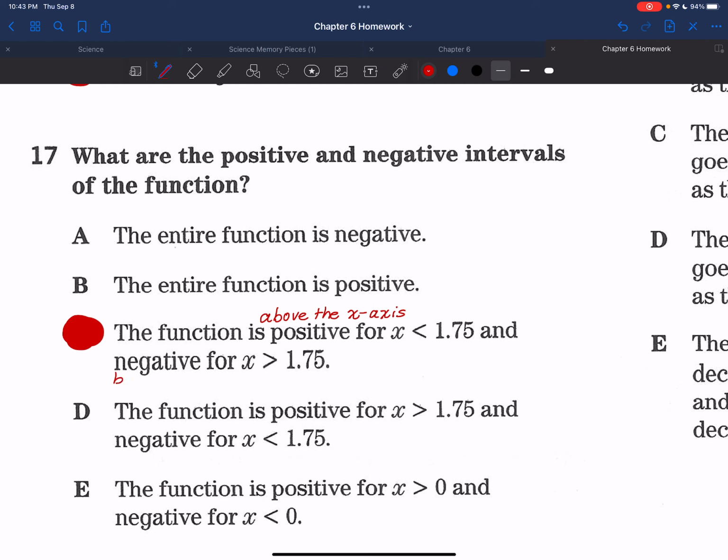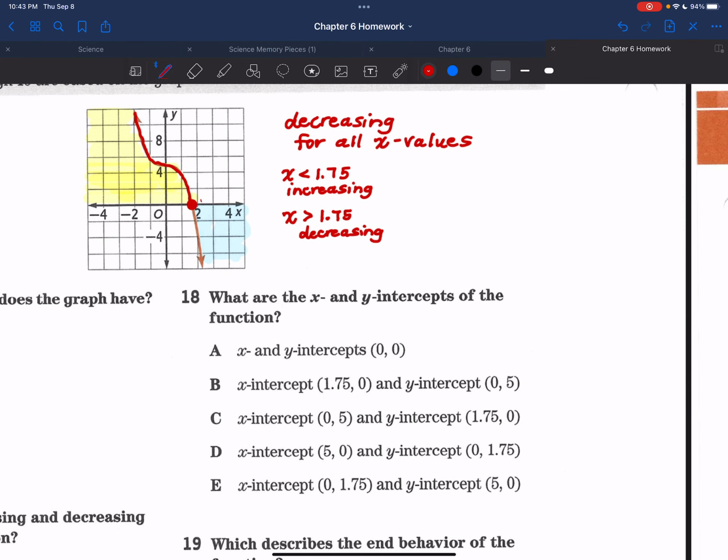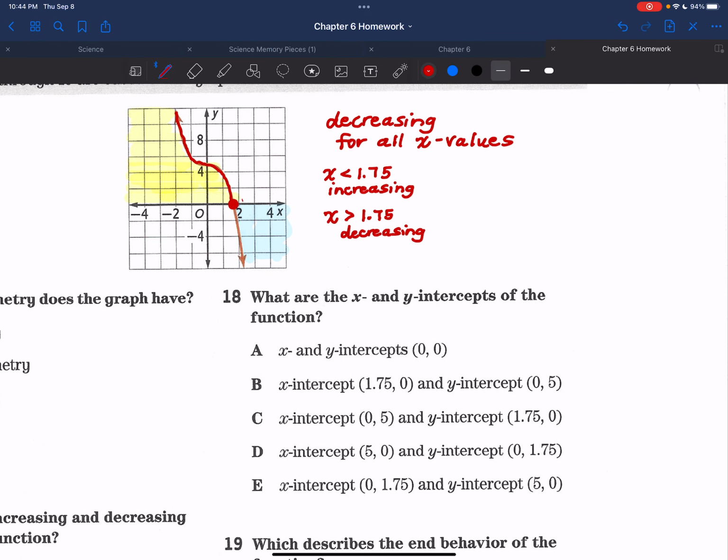And then it's below the x-axis. That may help. Number 18. What are the x and y intercepts of the function?